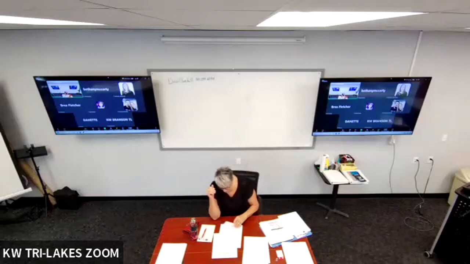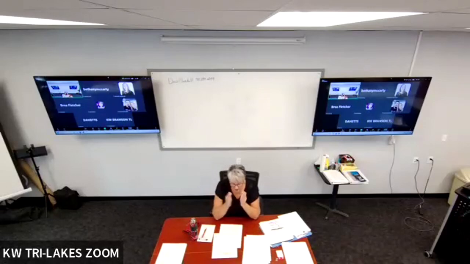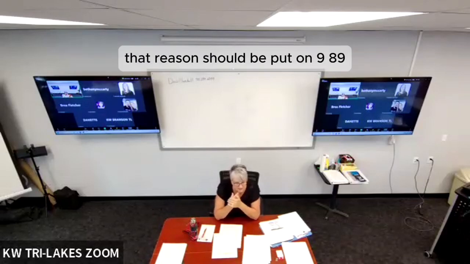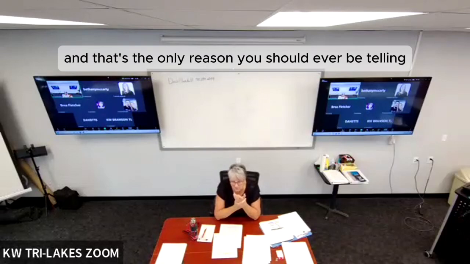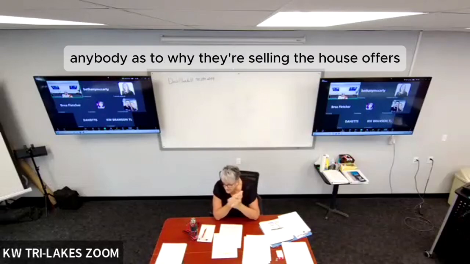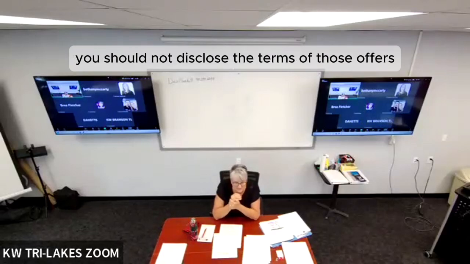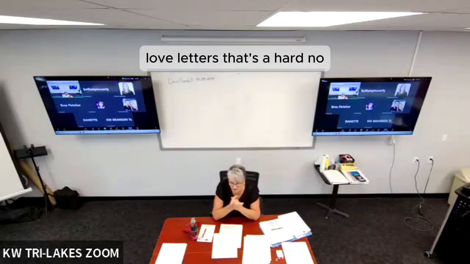Okay? Page 3. Motivating factors. As always, do they or do they not want you to disclose why they're selling the house? If they do, that reason should be put on line 89, and that's the only reason you should ever be telling anybody as to why they're selling the house. Offers. You should disclose the existence of offers. You should not disclose the terms of those offers.